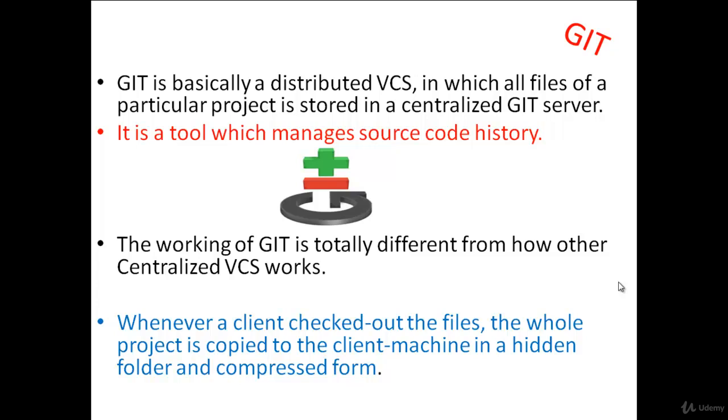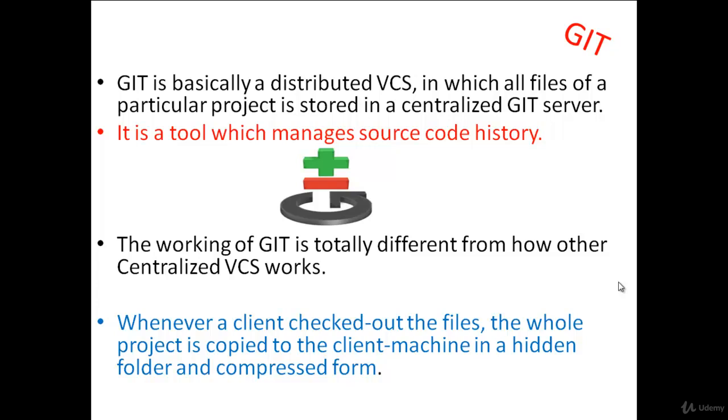That is a centralized server where you'll be keeping the version control of your current project, right? So Git is basically a distributed version control system in which all files of a particular project are stored in a centralized Git server. The centralized Git server is what GitHub is, right? So it's a tool which manages the source code history. That is the major task of Git.